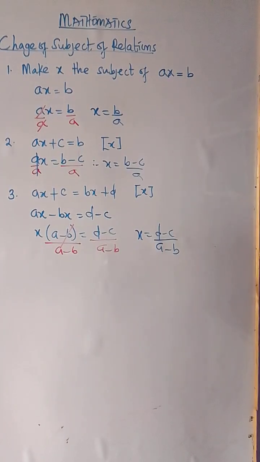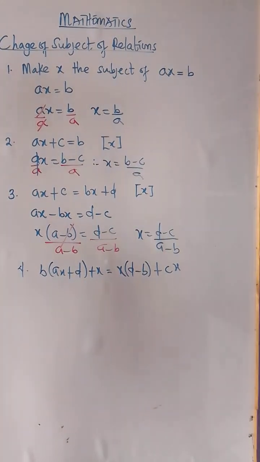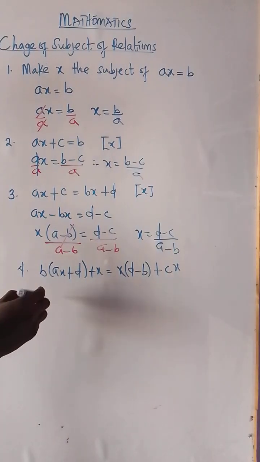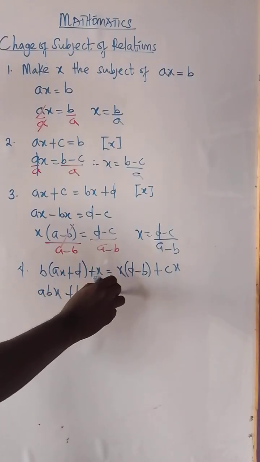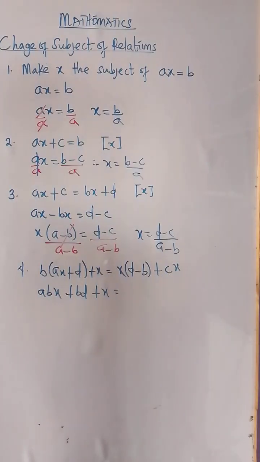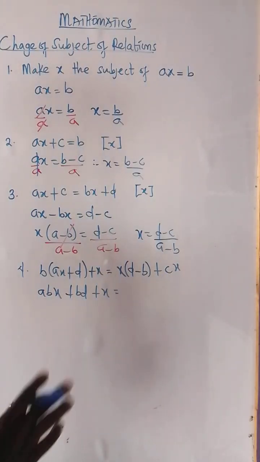Let's make it more difficult. Don't be scared. It's not difficult at all. I'm just saying make it more difficult. So anytime you see brackets, we like to expand. So what are you to do here? If you expand here, b multiplied by a, b times a is ab. Then with x. B times b we have bd. Then we have x standing here. We can try to expand this first, or we can still leave it. But let's just expand.